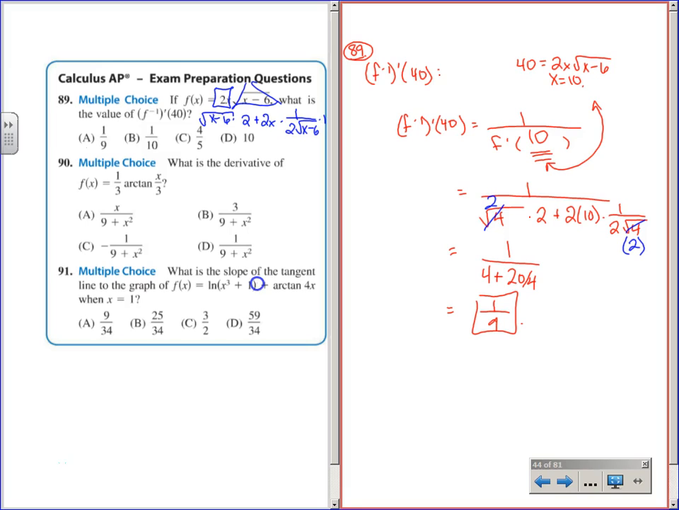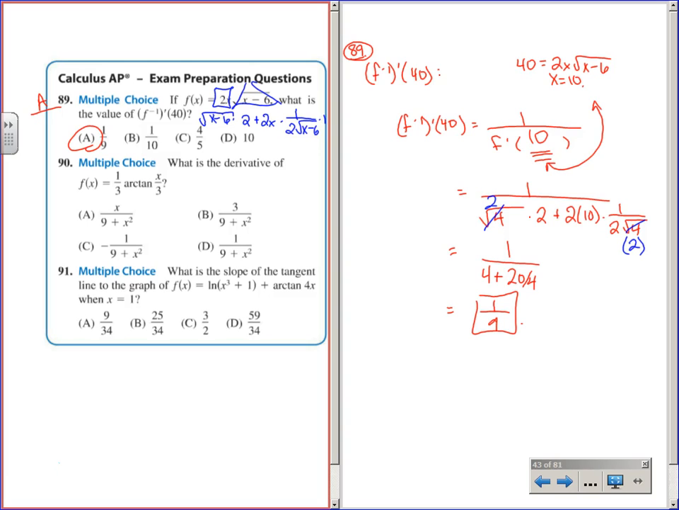Anybody double check my mental math? Sorry. 2 times 2 is 4, 20. 2 times 2 is 4, 20 over 4 is 5, 5 and 4 is 9. Yeah.